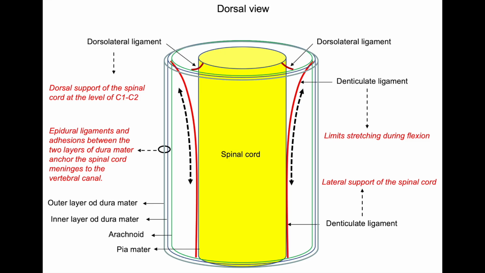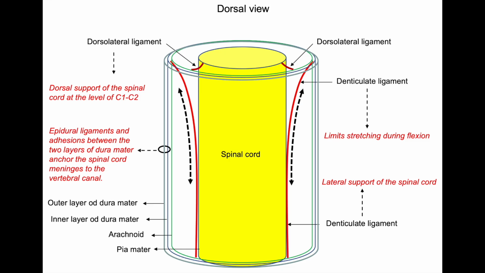This drawing represents the function of the cranial portion of the denticulate ligament and the dorsolateral ligaments. As the atlantoaxial joint has a high grade of mobility, the flexion movement may stretch the medullospinal segment. To limit this, the strong lateral attachment of the denticulate ligament, as shown by a dotted black arrow, acts as a restraint ligament. On the other hand, the dorsolateral ligaments support the first and second spinal segments.